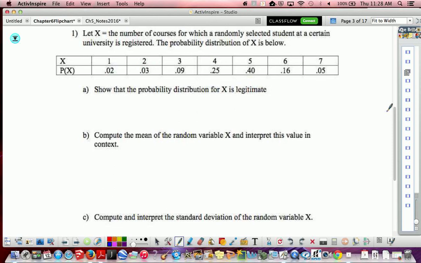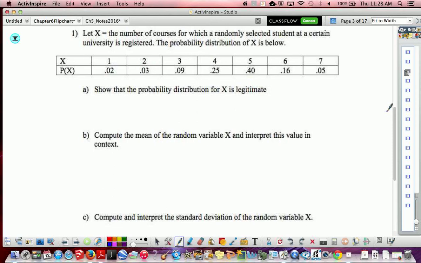It says, let X equal the number of courses which a randomly selected student at a certain university is registered for. The probability distribution of X is below. So we're talking anywhere from 1 course all the way up to 7 courses.